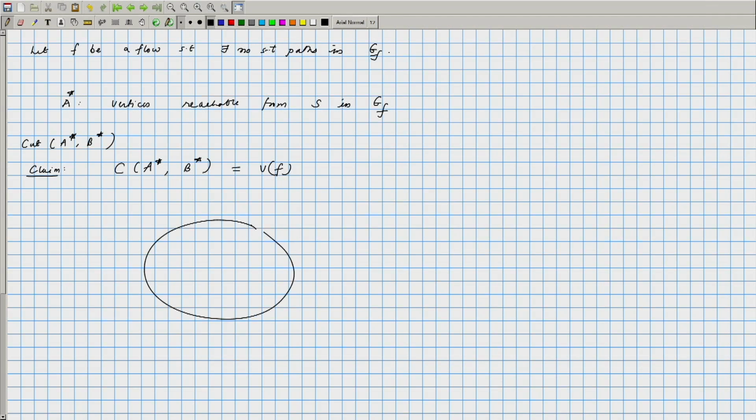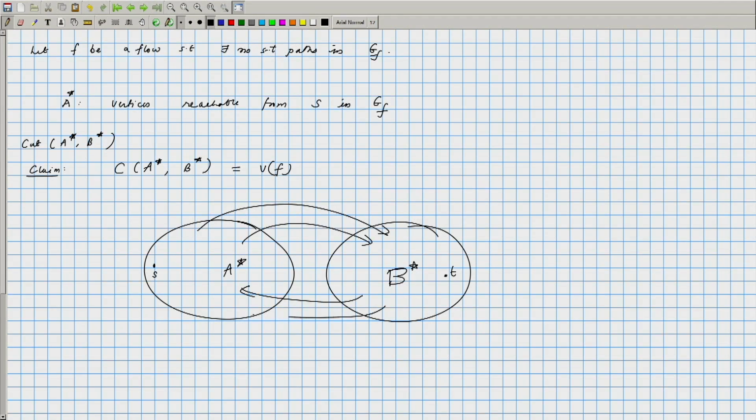Okay. So, let us look at these vertices. This is A star and the vertex S is sitting somewhere inside that, and then there is B star, which are the unreachable vertices, and T is sitting somewhere inside. Okay. And of course, there are these edges which go from A to B, and there are edges from B to A as well. The value of the flow we have argued, Vf, is equal to the red edges minus blue edges. Okay. The flow through the red edges minus the flow through the blue edges.